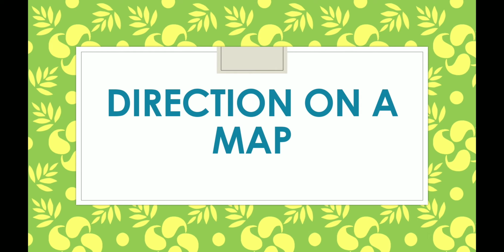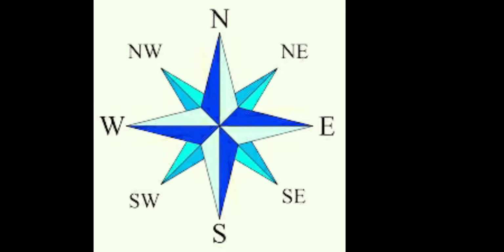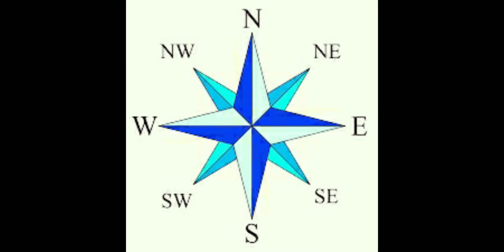Let's move on to directions on a map. How do we know which direction is what? Now all maps follow a system of direction. There are four cardinal directions, that is north, south, east and west. As you can see in this compass, it has depicted north, south, east and west.